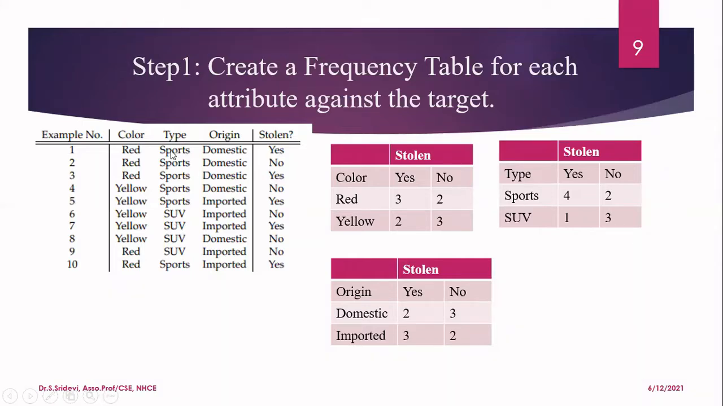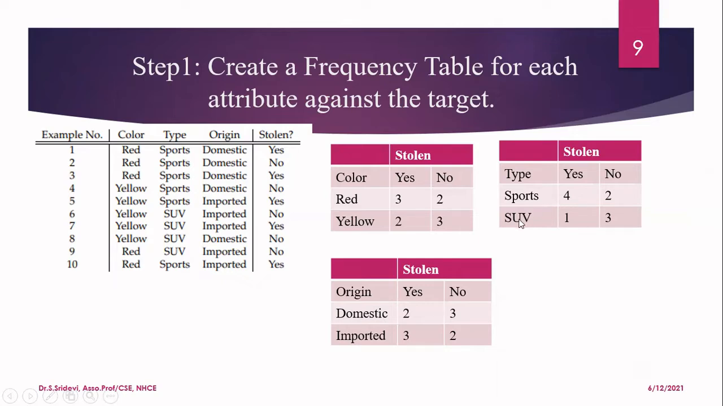So let us consider sports. Sports is appearing totally in 6 different instances. Out of 6 instances, in the first instance, it is yes. In the third, it is yes. And then in the 5th, it is yes. Then in the 10th also, it is yes. So out of 6 instances, in 4 instances, the target class is yes. So now you write for sports, stolen is equal to yes for 4 instances. Now, what about the remaining 2 instances? It is no. So you can write for sports, stolen is equal to no for 2 instances.